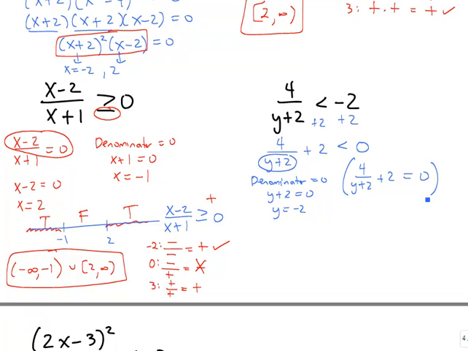So to clear out your fraction, you just multiply through by your denominator, which is y plus 2. So I'm going to multiply y plus 2 times the fraction, times the 2, and times the 0. So if we do y plus 2 times 4 over y plus 2, the y plus 2's cancel out, and we just get 4. In the middle, 2 times y plus 2 just becomes 2 parentheses y plus 2.